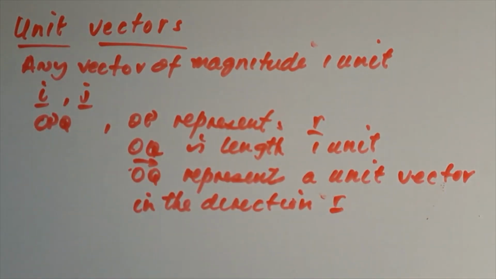Right. So we have a definition of the unit vector. It's of magnitude 1 unit. Examples i and j. And if we have a line OPQ where OP represents the vector R, and OQ is of length 1 unit, then OQ represents a unit vector in the direction of the vector R.